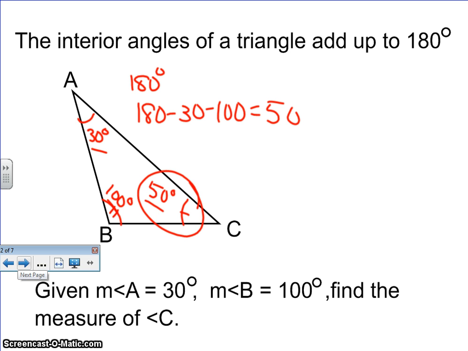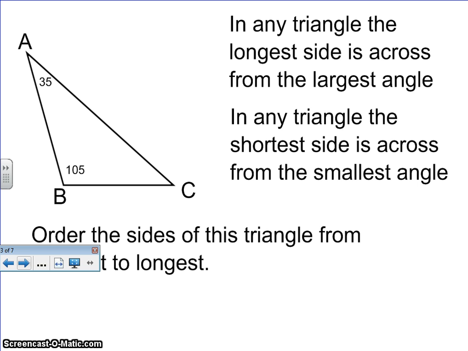The other thing that you need to know about basic triangles is that there's a relationship between the angles and the lengths of the sides. And the relationship is this: if you're across from the biggest angle, like 105 degrees goes across to AC, if 105 degrees is the biggest angle, then AC is going to be the longest side.